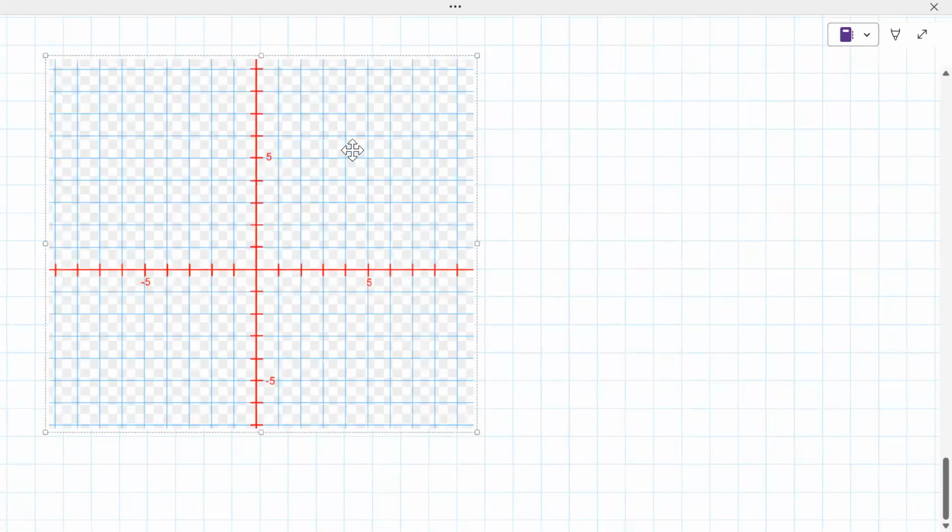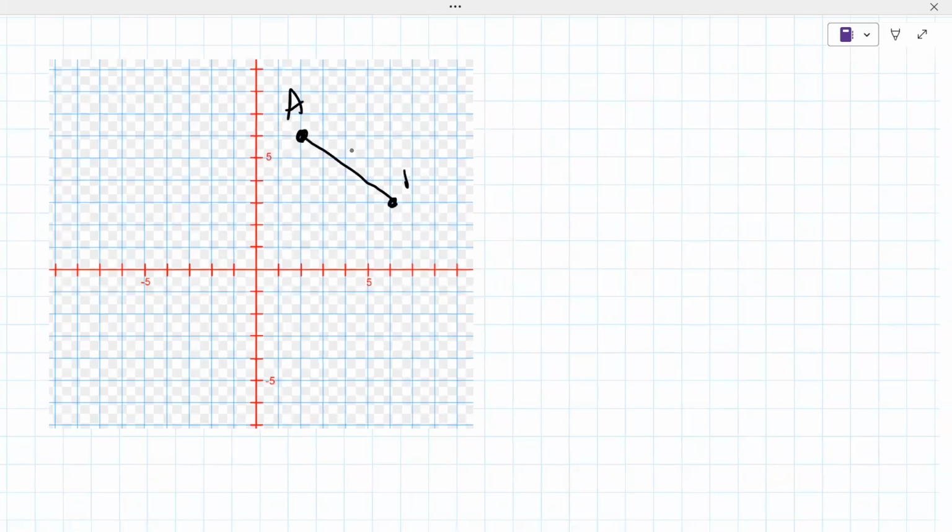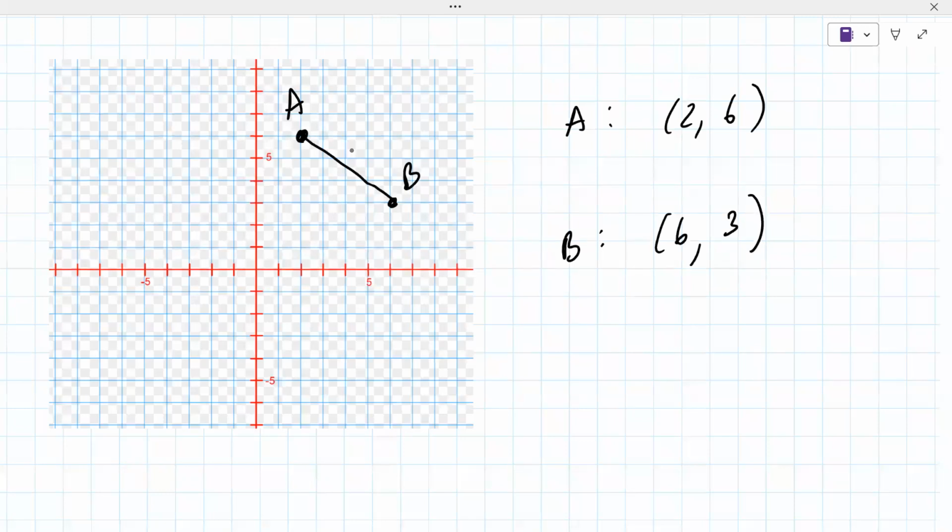All right. So now we're going to look at something different. Here is an ordered pair. I want you to give me the coordinates of A and B. It's going to be 2, 6. And for B? 6, 4. Oh sorry, 6, 3. Yes, 6, 3. Good. Excellent.